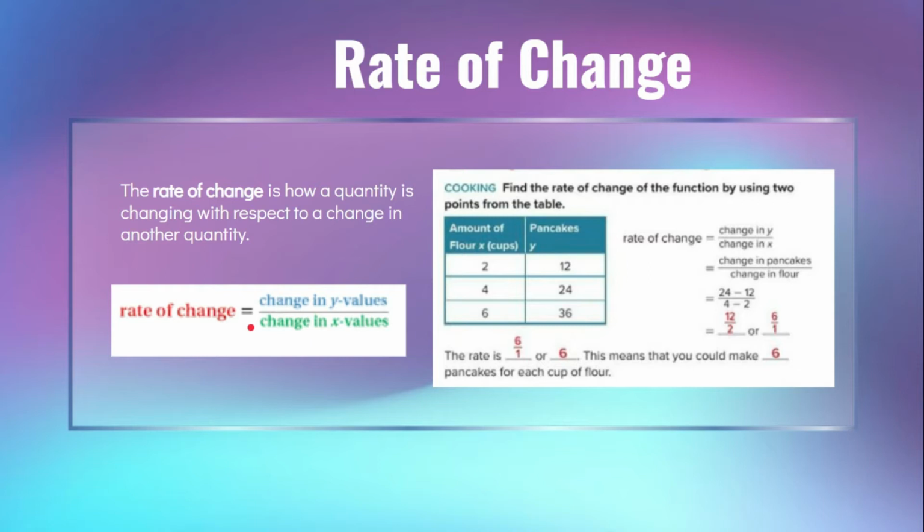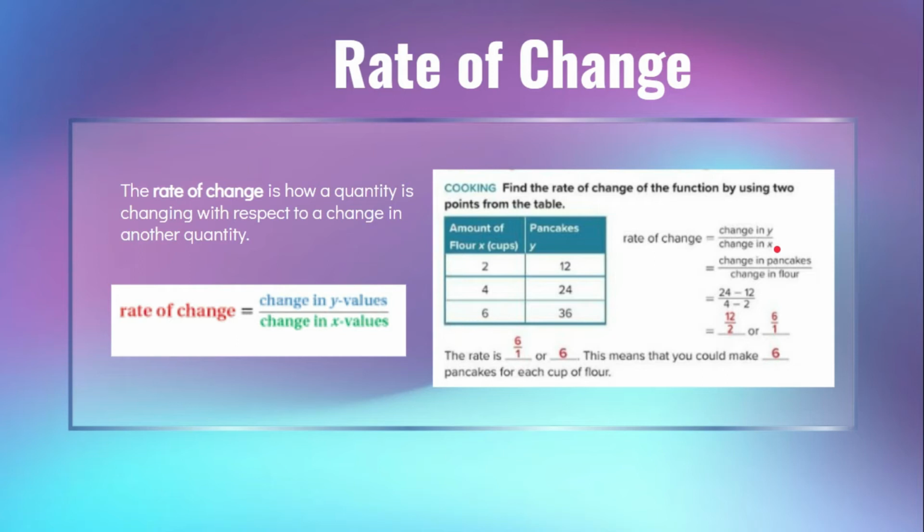The rate of change describes the relationship of quantity changes in x and y. For the example in this slide, y represents the number of pancakes, while x represents the cups of flour. So what we're doing here is finding the rate of change of the function by using these 2 points from the table. We apply the formula, changes in y divided by changes in x.